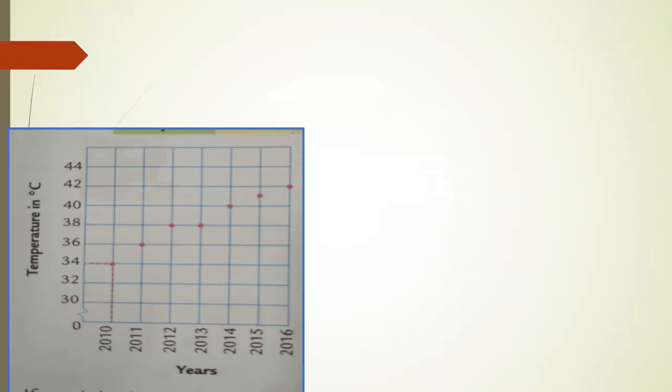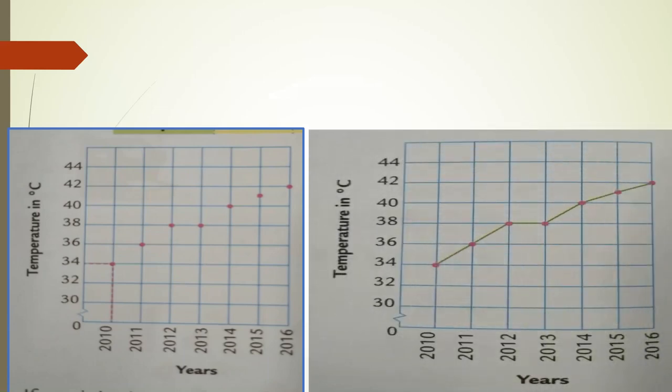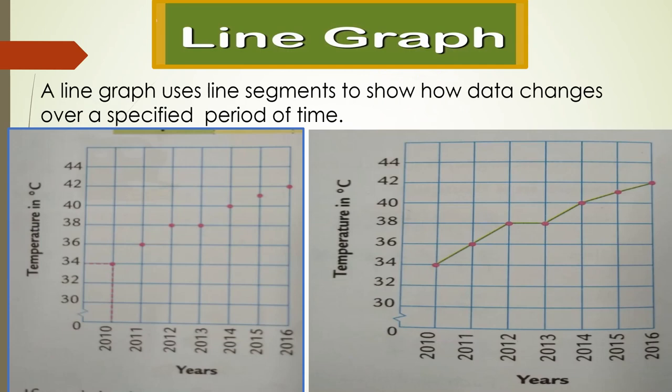Children, if you join the dots, you will see how the temperature has been rising over the last 7 years. This kind of graph is called a line graph. A line graph uses line segments to show how data changes over a specified period of time.